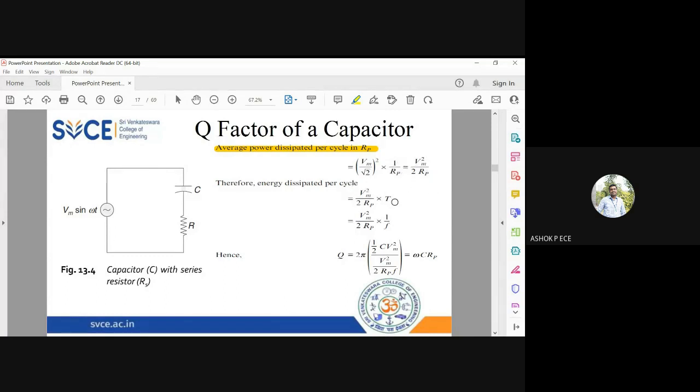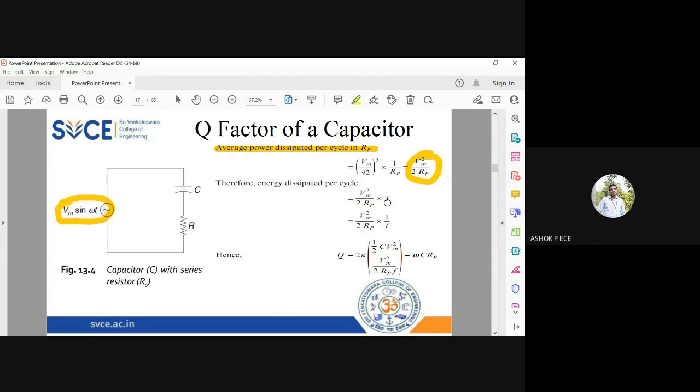Okay, and energy dissipated per cycle, convert the power into energy, so multiply this term by time. So VM square by 2 RP into T. See, in the previous case we used IM square into RP. Here I'm using VM square by RP. So that is why I'm getting the 1 by RP term here. Okay, so I'm using the term VM square by RP because I know what is the input voltage and the maximum value. So directly I can use that.